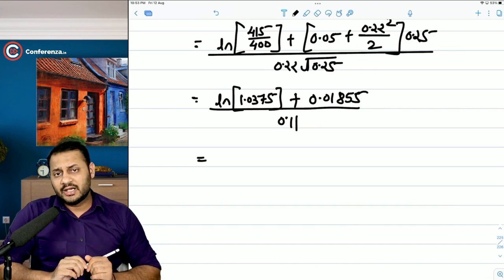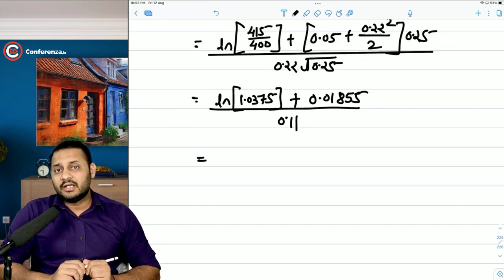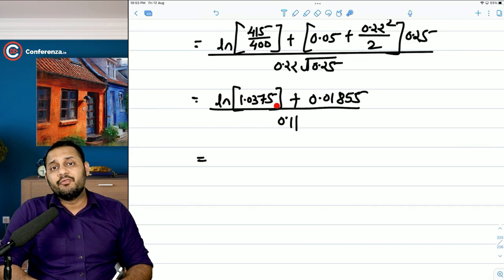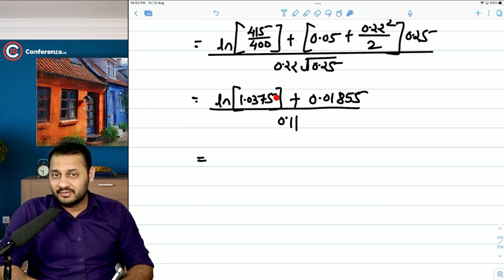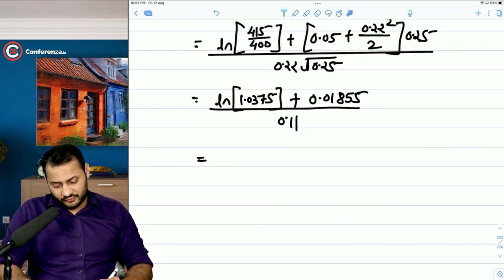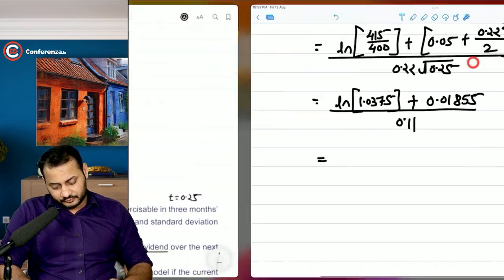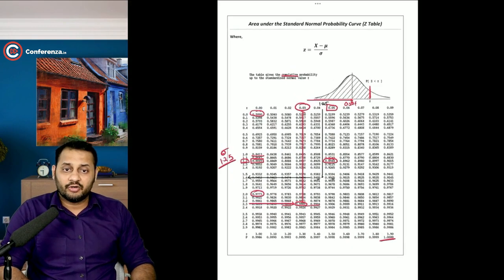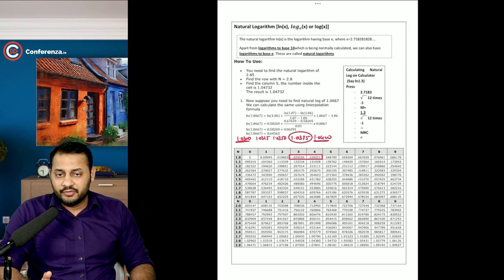If the question is asked in the exam, they will have to give the natural log values. Obviously they might not give you the direct value of 1.0375, but they can give you the values of 1.03 and 1.04. By using those two values, you will have to do the interpolation. Remember that? And then find out the value of 1.0375. Let's do that. For that purpose, you need a natural log table. I will just give you this PDF.